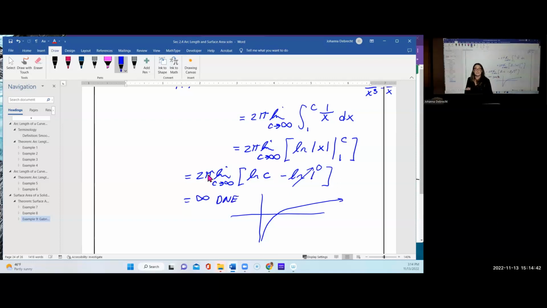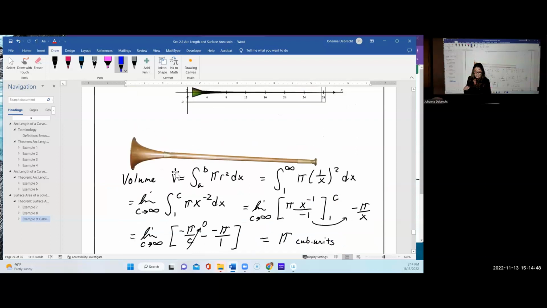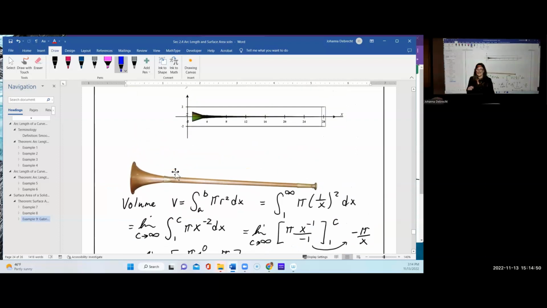That means, believe it or not, that although we can fill Gabriel's horn with a finite amount of paint, or rather with a finite amount of soda, we cannot paint it with a finite amount of paint. I can fill it, it's finite, but I can't paint it. That region is infinite. Crazy, I know, but that's sort of where it is.